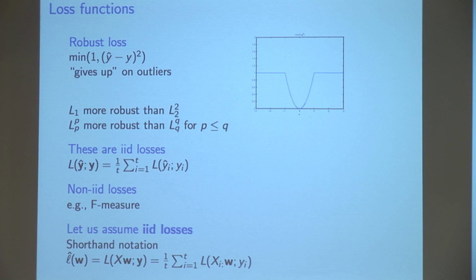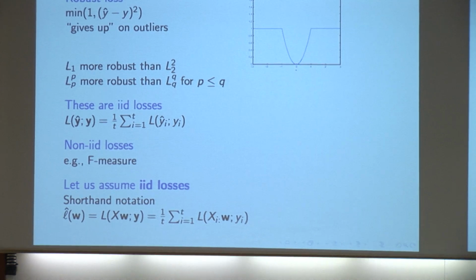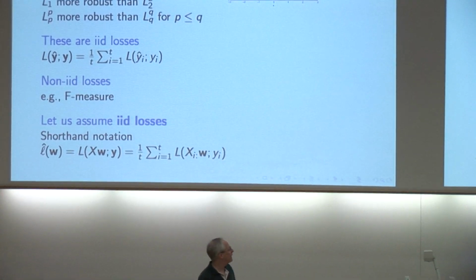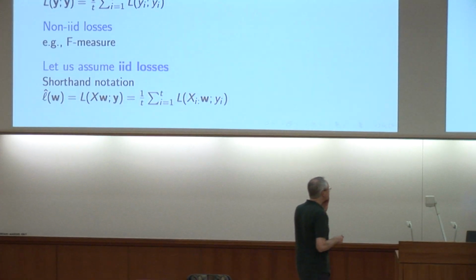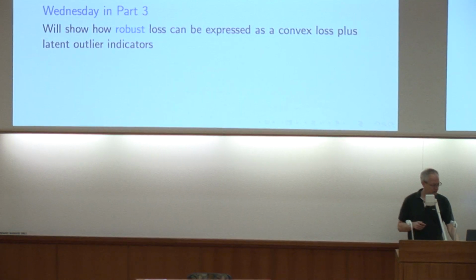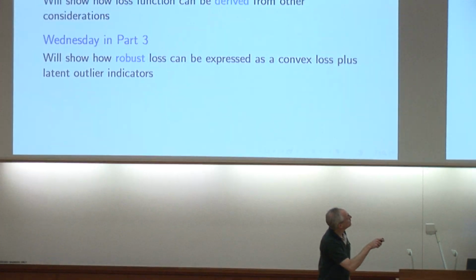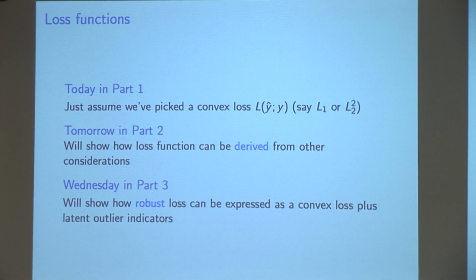There are interesting non-IID losses like F-measure in some classification settings that are worth investigating. I'm just going to sweep this issue under the rug and generally assume IID. At some point, until the end of tomorrow, I can show how some of the structure prediction ideas can be used to fake non-IID-like losses. All right, so I'm just going to assume we pick some loss that we're happy with, call it L, and move on. Okay, some convex loss.